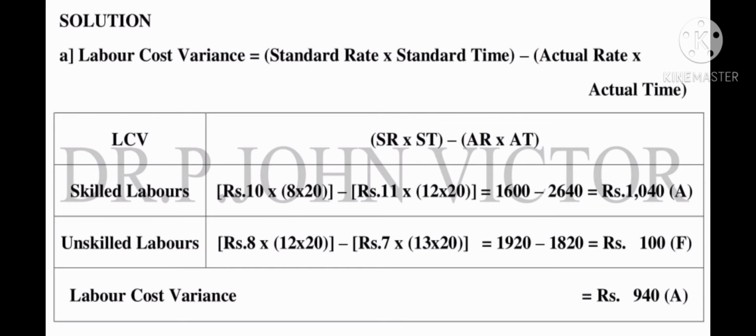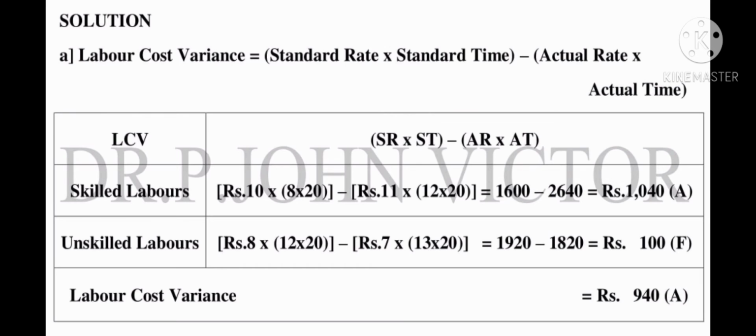See the solution. First, let's take the labor cost variance. The formula is standard rate into standard time minus actual rate into actual time. In short form, LCV is labor cost variance: SR standard rate into ST standard time minus AR actual rate into AT actual time.